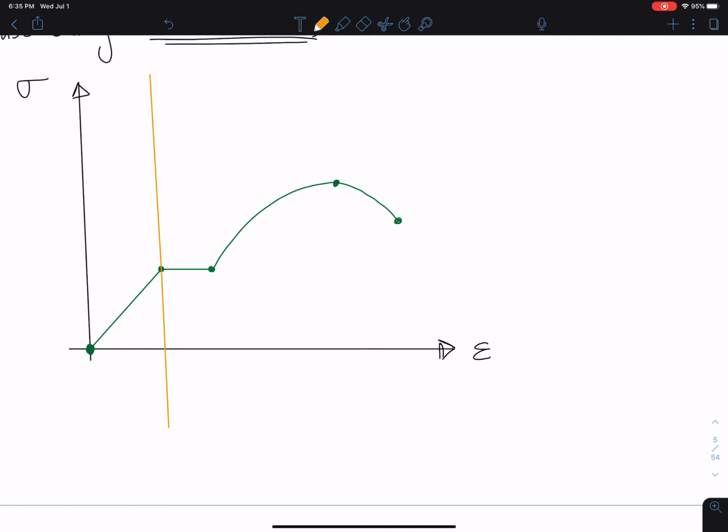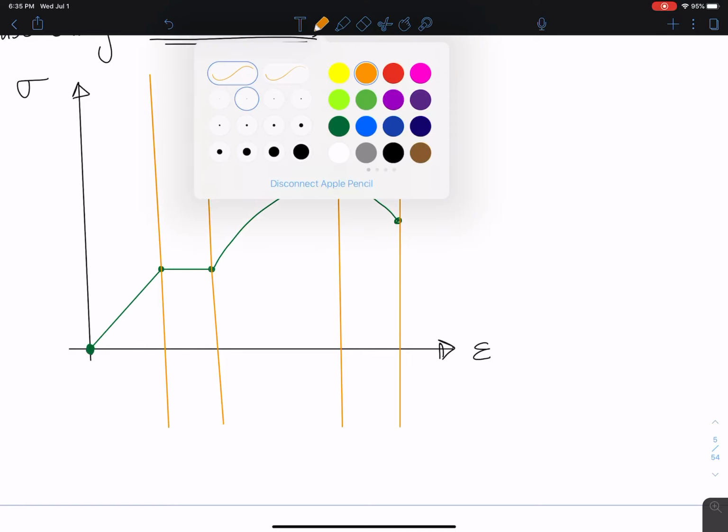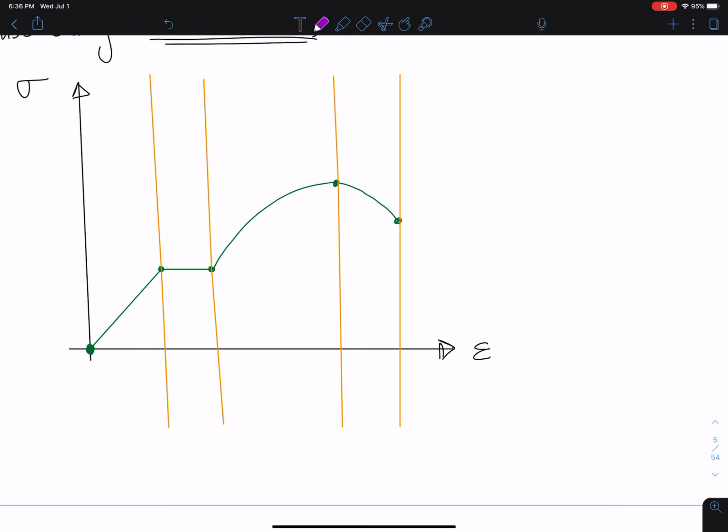Let me just get my diagram in order. I'm going to section off all these parts. Okay, so this first section here, I'm going to call this section 1. We call this the elastic region.